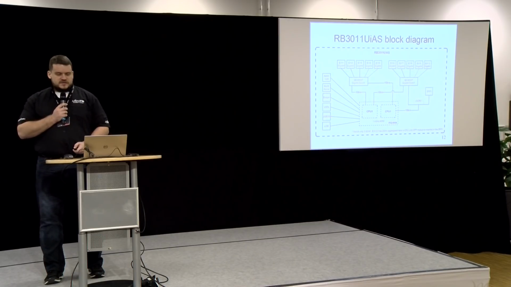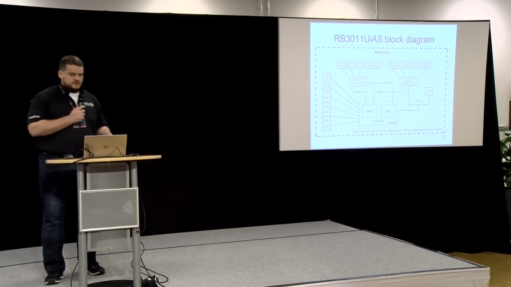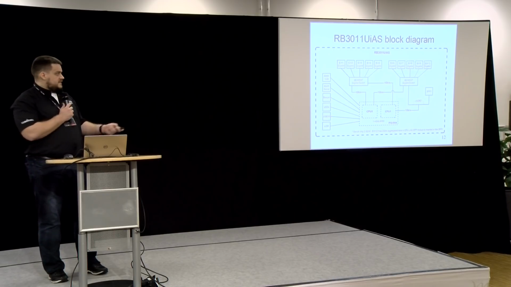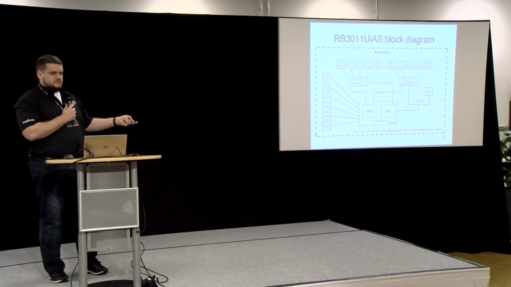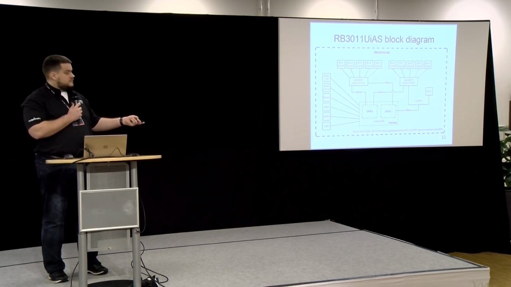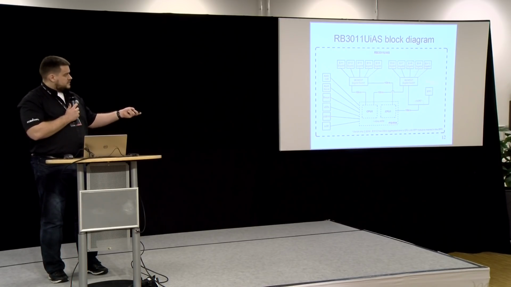So if we take a look at this block diagram, you can see that 3011 has 2 separate 1 gigabit lines to each of the 5 gigabit ports. And in case you use the SFP port, the second switch loses one of the lines to the SFP port. So that's also a very important thing to notice about this change over here.